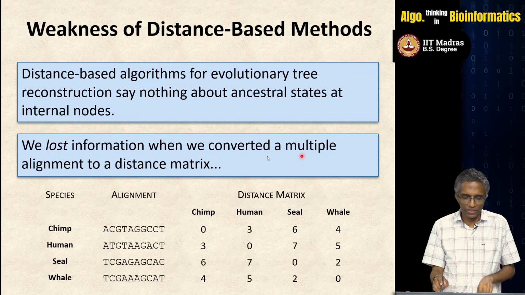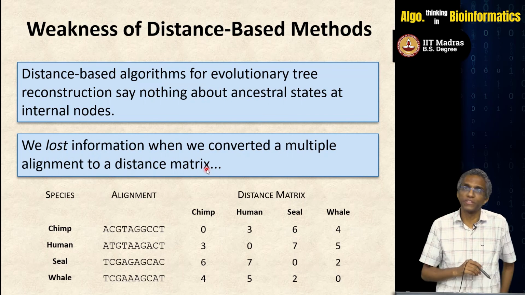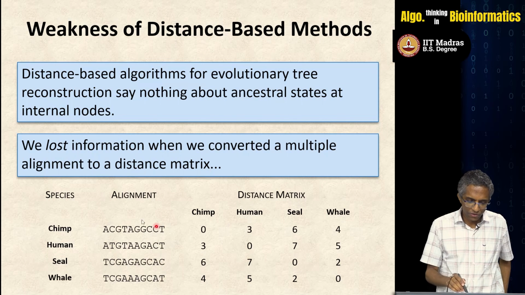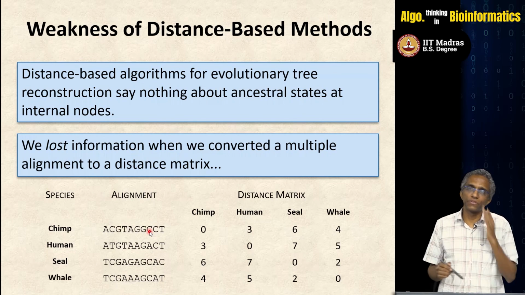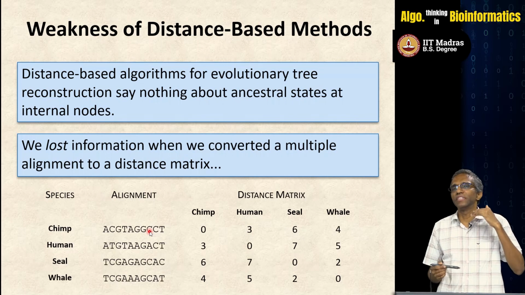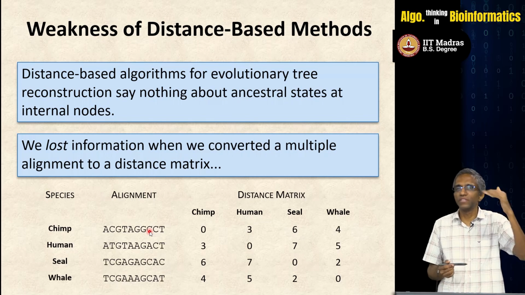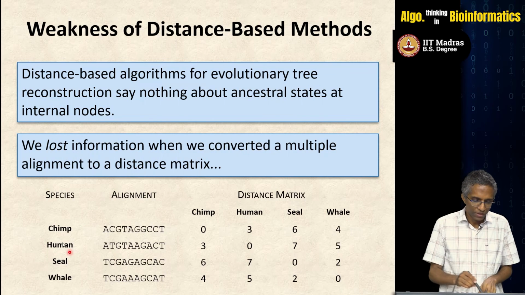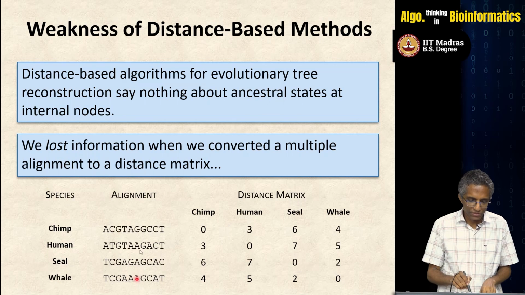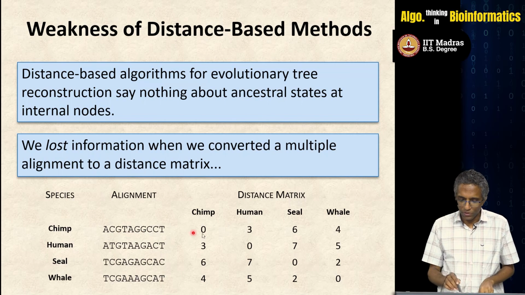We have lost information when we converted a multiple alignment to a distance matrix, right, and all of these sequences are gone, but can we now reinsert these sequences into the leaves of the phylogeny and then start guessing what the sequences would have been at the internal nodes of the phylogeny. Okay. So, we started with the chimp, human, seal and whale. We looked at their sequences of some gene, let us say. We looked at what are the distances between them in terms of the substitutions, right. We found these things, and then we found the phylogeny.